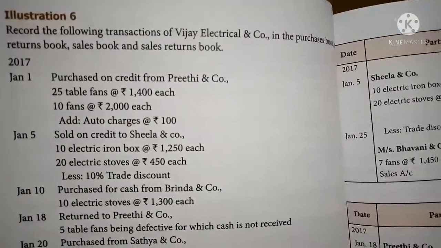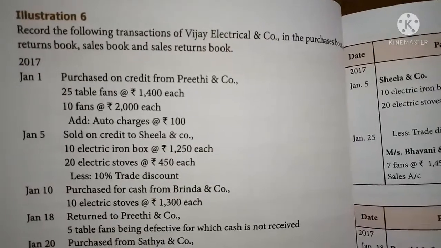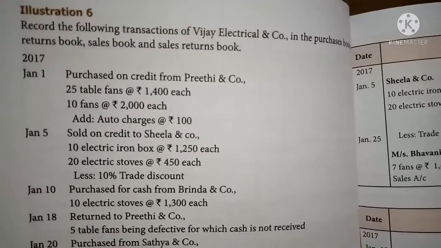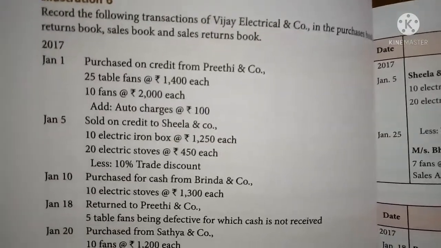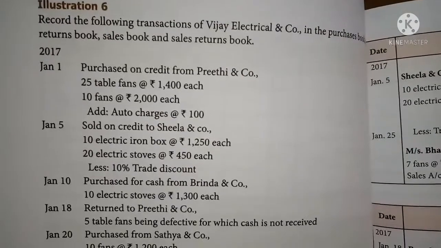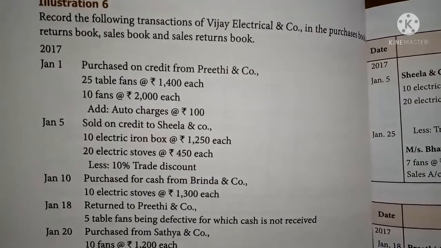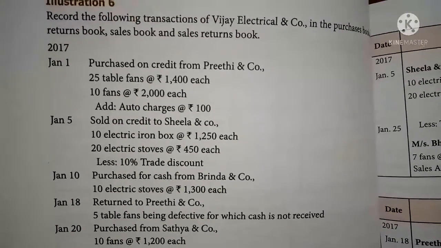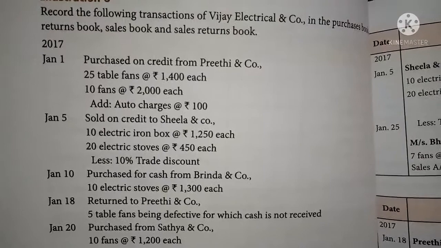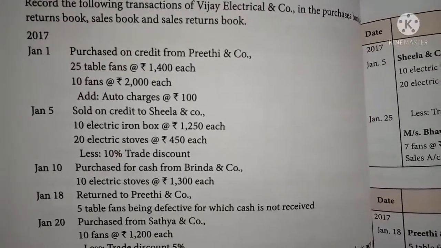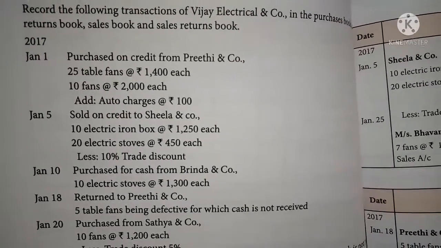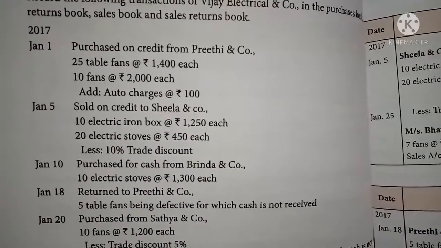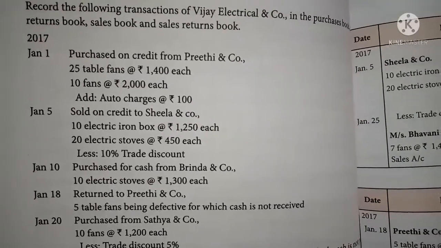In this illustration, record the following transactions of Vijay Electricals Company in the purchase book, purchase returns book, sales book and sales returns book. So they are asking all the 4 books, and you should remember the specimen of all the 4 books. Based upon the specimen you can record all the 4 books, and you should go through the sum carefully, and record those transactions related to goods on credit, whether purchase or sales.